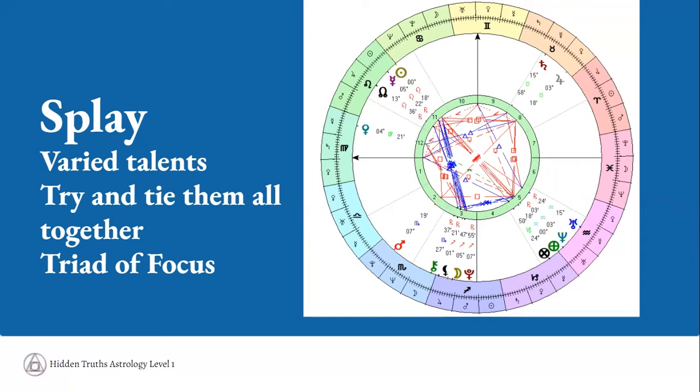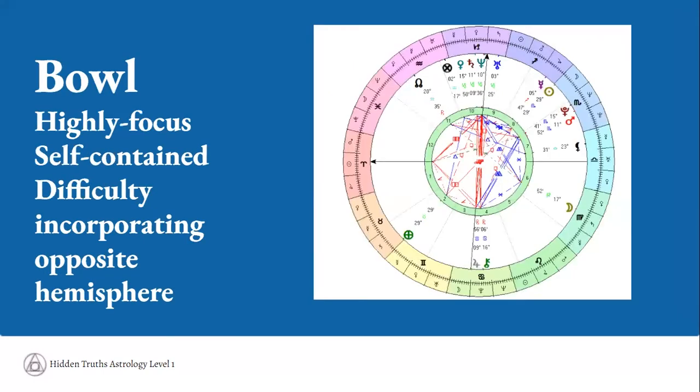They have a lot of strong talents. We have to try to help them find a way to put them all together so it's something marketable or something that they could live out in their life. The triad of focus means that these 3 areas are going to be areas where they have talent, and they're going to have a lot of focal point in their life around those areas.